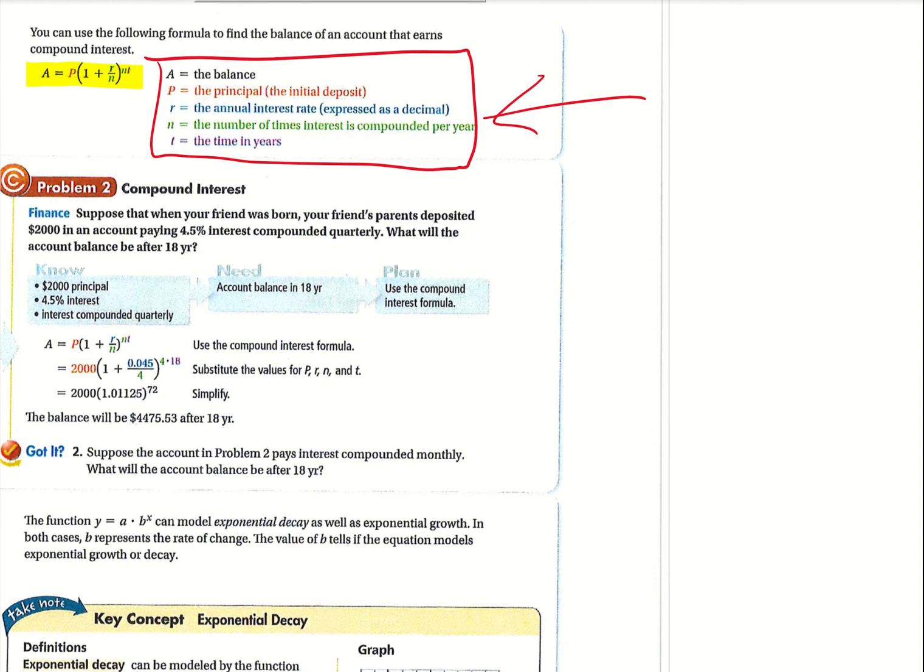Okay, so A is our balance, P is the principal. Principal just means the initial deposit. R is the annual interest rate, which will be expressed as a decimal. N is the number of times interest is compounded per year. And T is the time in years. And that's really how compound interest is calculated. So make sure, again, you get all of this stuff written down. Make sure you get the equation and all of that I just put in that box.